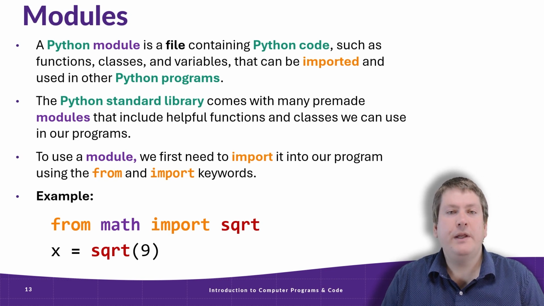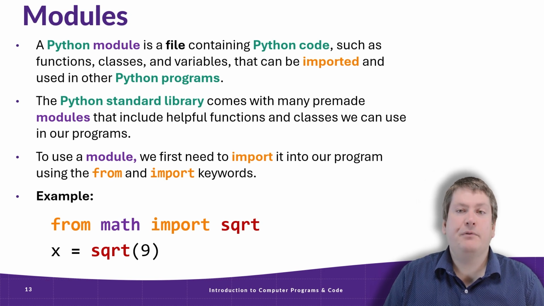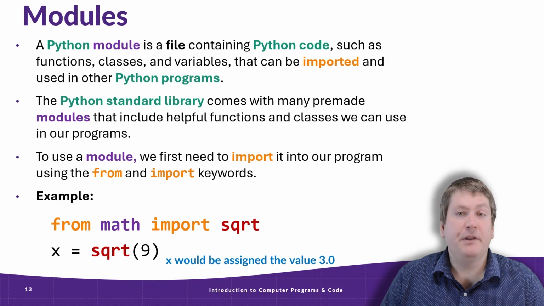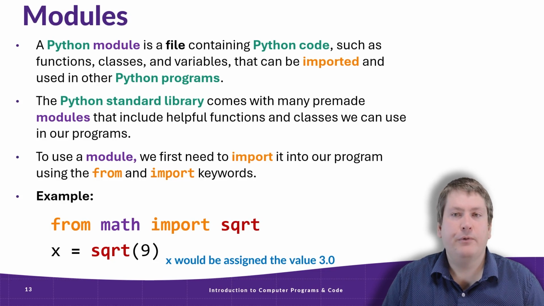In this example, we then use the square root function to find the square root of 9 and store the result in the variable x. In this case, the result would simply be 3, a floating point value 3.